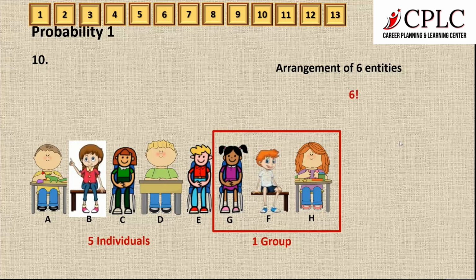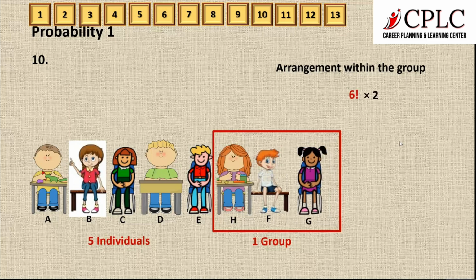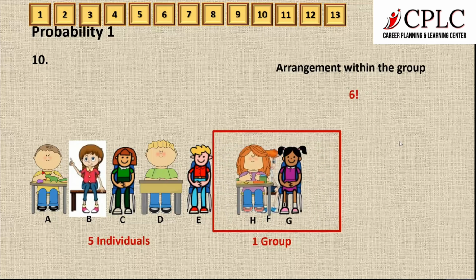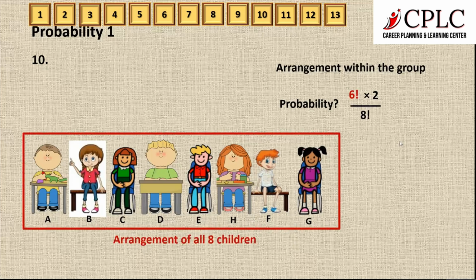6 entities can be arranged in 6 factorial ways, but G, F, and H can also be arranged among themselves. So they can be arranged in 3 factorial ways. That is, they can be arranged in 2 ways because the position of F is fixed. That means we just have to arrange H and G. So H and G can be arranged in 2 ways. First way, it will be G, F, H. Second way, it will be H, F, G. So 6 factorial into 2 upon all possible outcomes, which is 8 factorial. Hence option 3 is the answer.